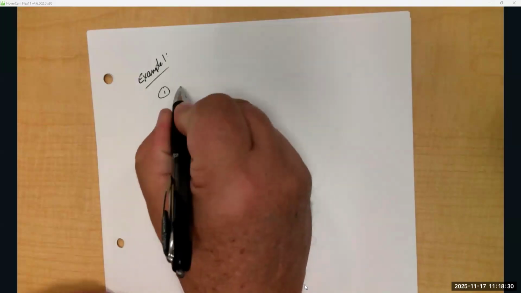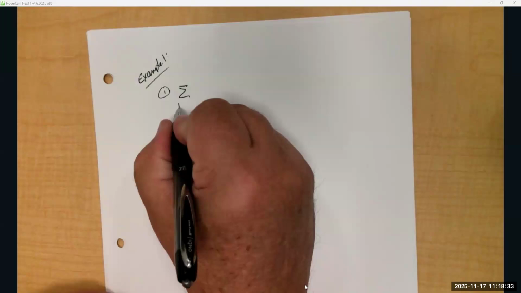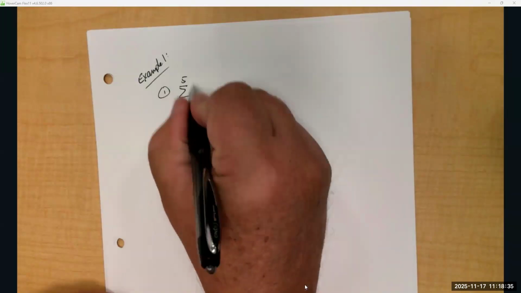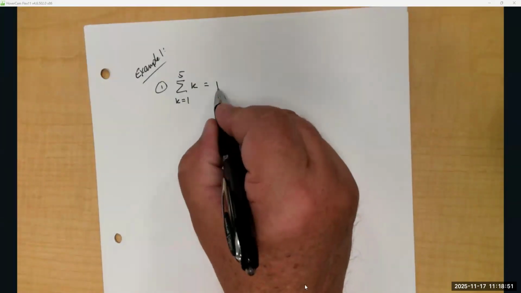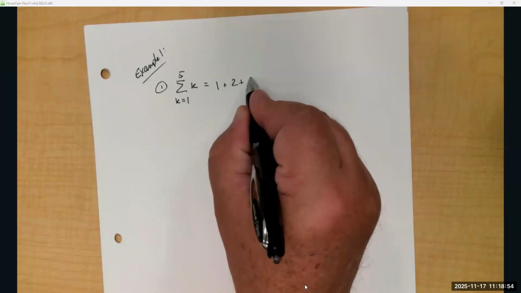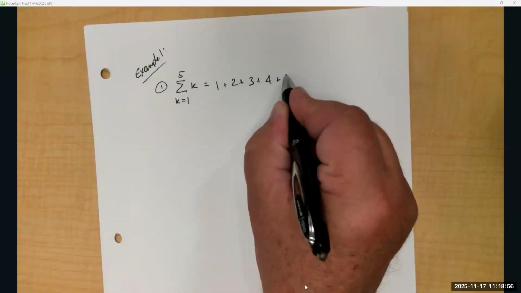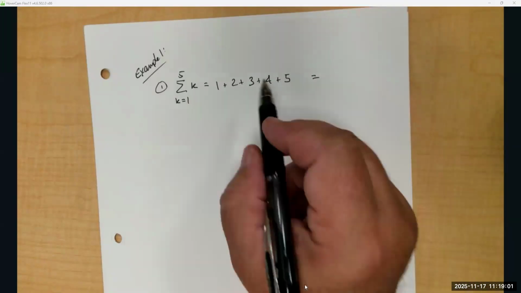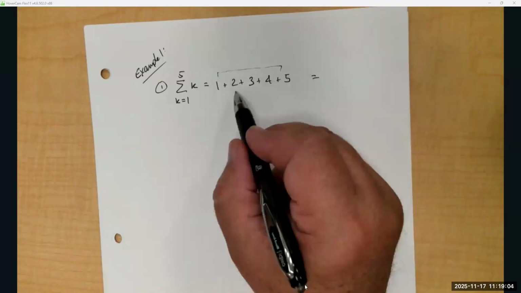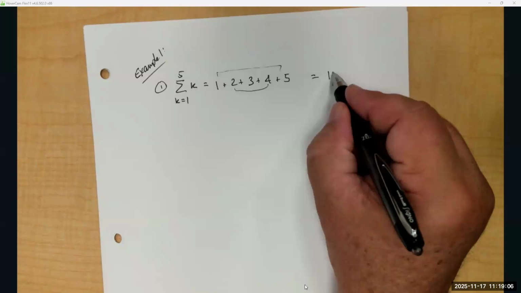The first one. Summation of k starts at 1 and goes to 5 of k. So what would you do there? All it is, start with the 1, then go to the next one, then the next one, and all the way up till you get to 5. 1 plus 2 is 3, plus 3 is 6, plus 4 is 10, plus 5 is 15.